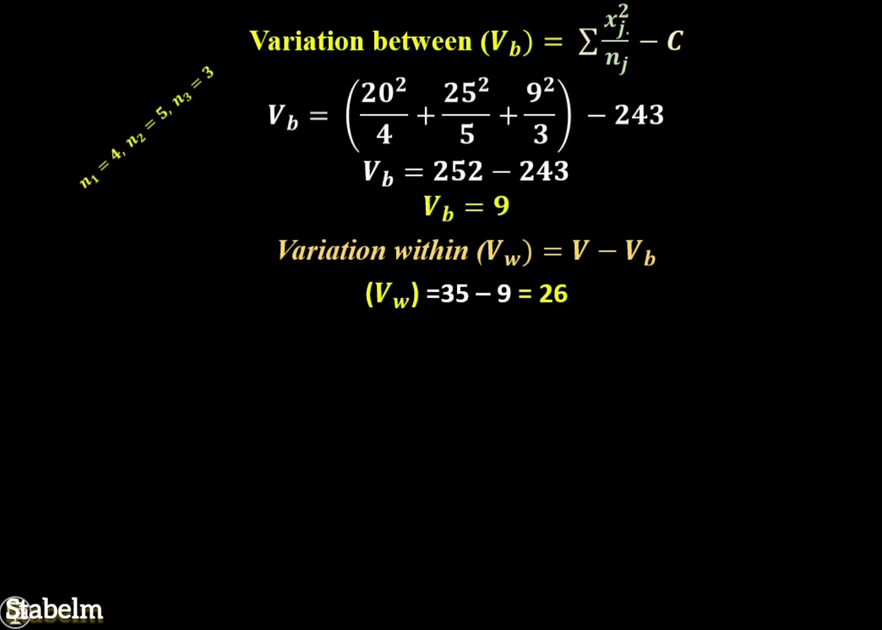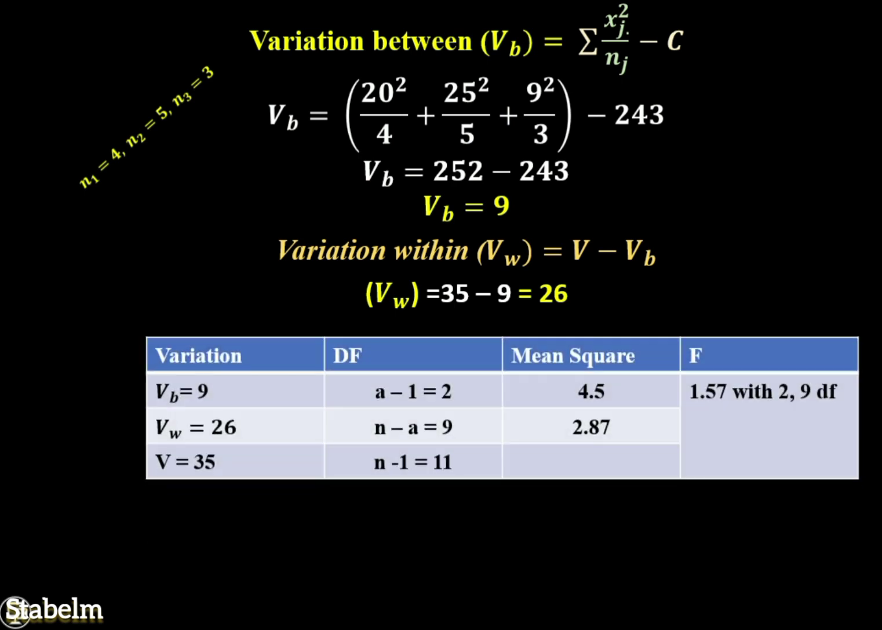Now that we already know the value for the variation between treatment, variation within treatment, and total variation, the next thing is to prepare our ANOVA table. So we have this now. You can see the first column is for variation. For variation between treatment, we have the value as 9 from this point. For variation within treatment, we have the value as 26, which is this.